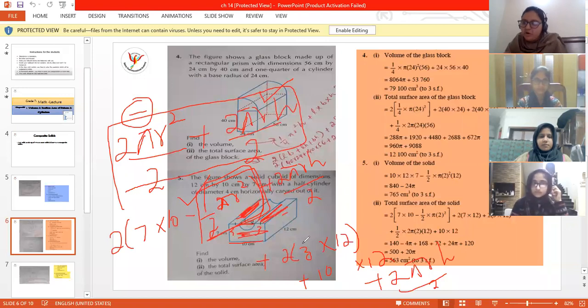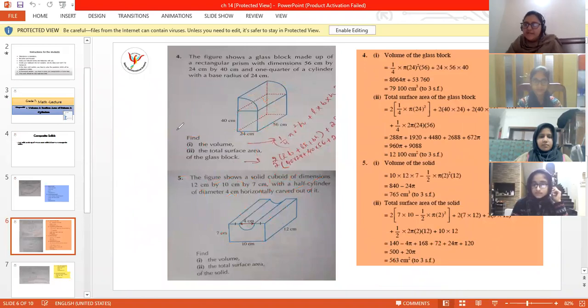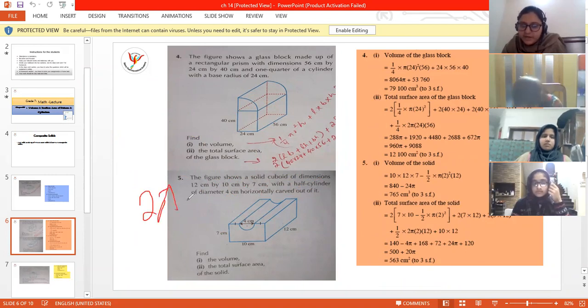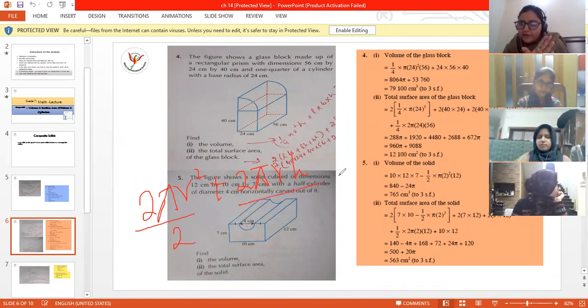Is it clear or not? The formula to find the surface area of the cylinder is 2 pi r square plus 2 pi RH. This is the formula to find the cylinder surface area. Clear? Because it is a semicircle, we divide it by 2. Clear? Is this clear? Okay.